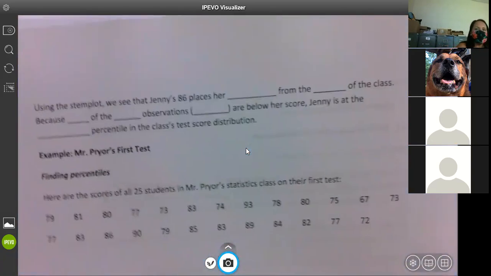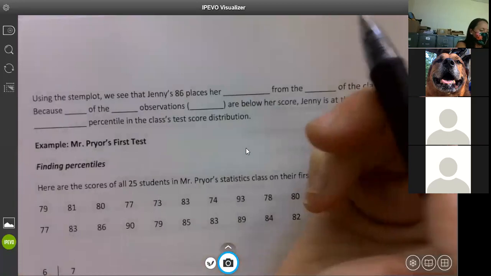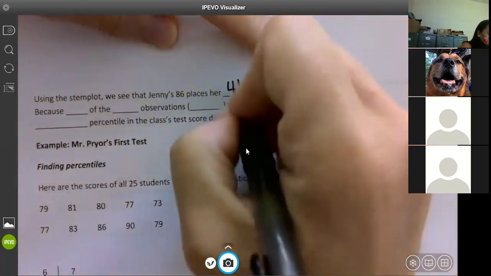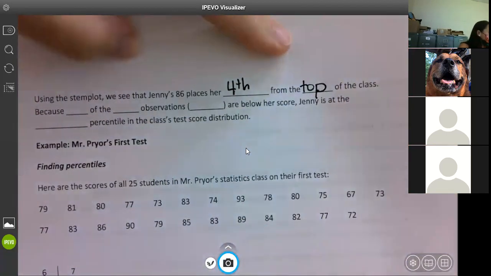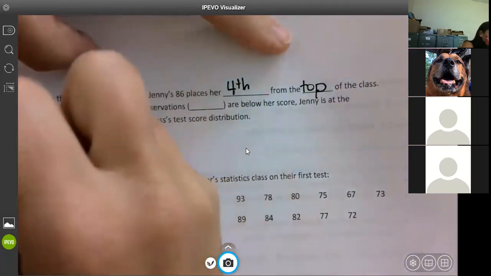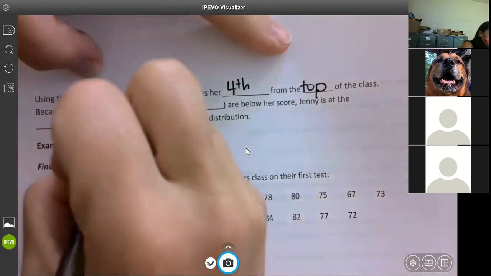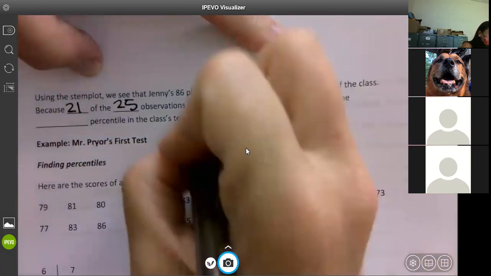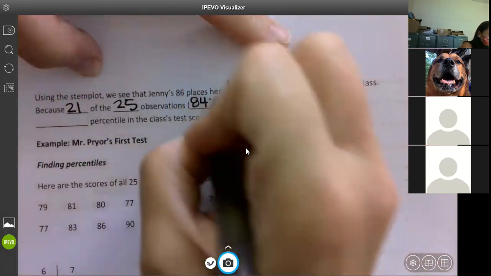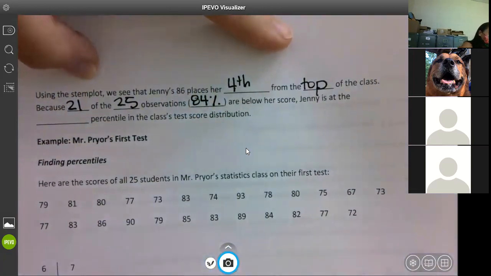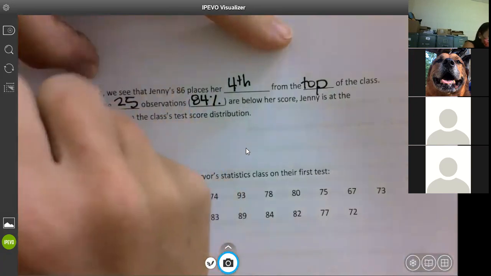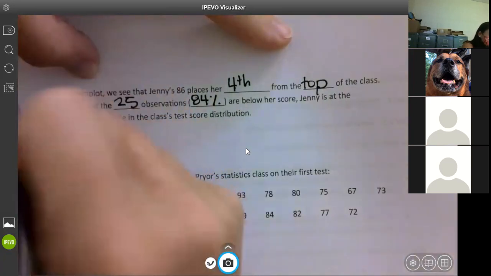Using the stem plot, we see that Jenny's 86 places her 4th from the top of the class, because 21 of the 25 observations, 21 out of 25 is 84%, are below her score. Jenny is at the 84th percentile.